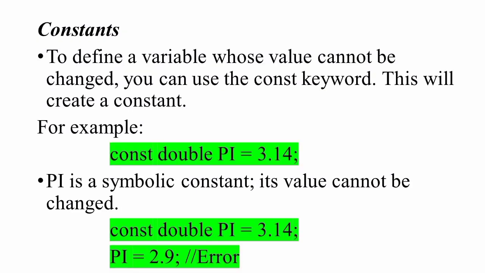Coming to constants. If you want to define a variable whose value cannot be changed, you can use the const keyword. This will create a constant. For example, const double PI = 3.14. Notice here we have added the keyword const. Here PI is a symbolic constant. Its value cannot be changed. You can also define a constant using the #define preprocessor directive. We will learn more about this in the C macros topic.